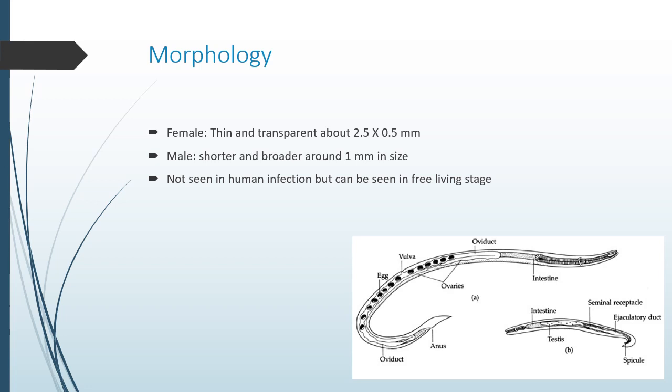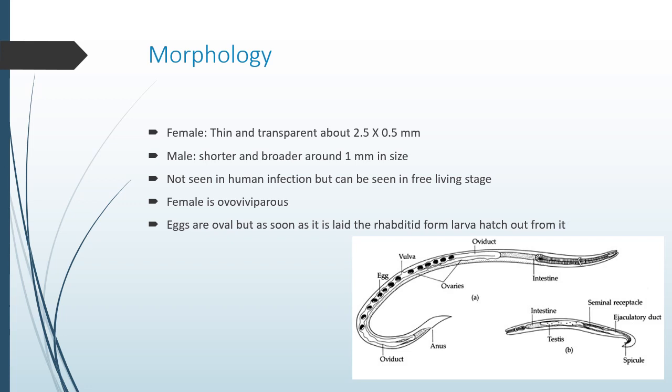There you can see the male, which has this spicule, which is a characteristic feature of the male worm of Strongyloides. The female is oviparous, so that means it lays eggs, but immediately the rhabditiform larva hatches out from the egg. So when you do stool examination, you will never see the eggs of Strongyloides stercoralis. What you will see would be the rhabditiform larva. So this is the morphology of the rhabditiform larva. This is the buccal cavity, this is the bulbar esophagus, and this is the genital pore. Such a type of larva would be seen in the stool examination.